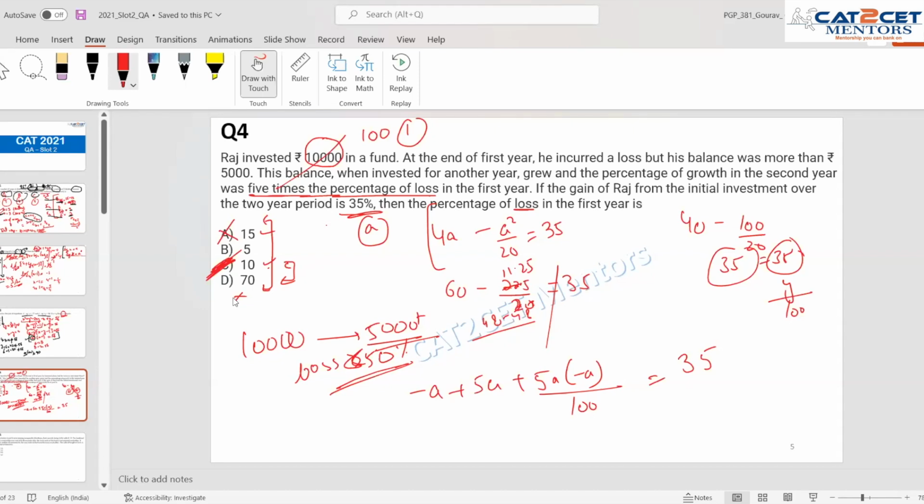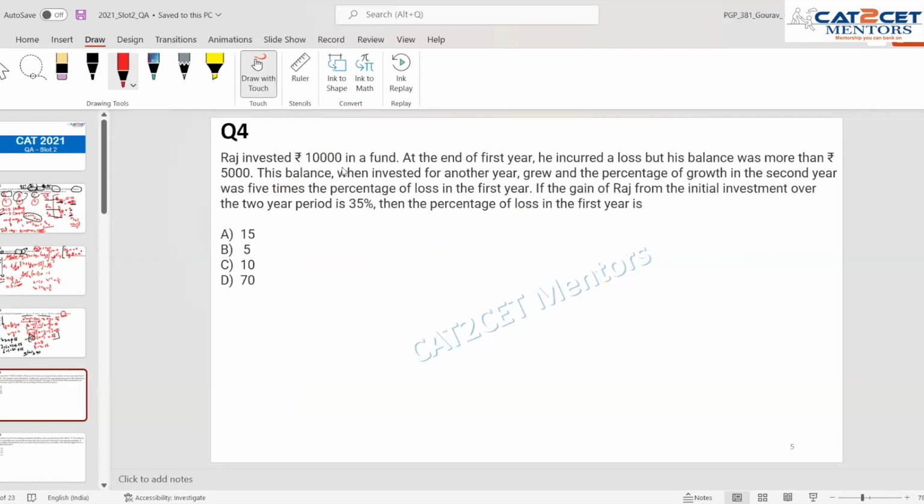Gaurav, concepts repeat in CAT. And Armaan, where did a square come from? I told you the formula x plus y plus xy upon 100. So in our question, our x is a, or rather minus a, and y is 5a. So that's why a square is coming. We had a loss of less than 50%, so first we remove this one. 70% can't be the answer.